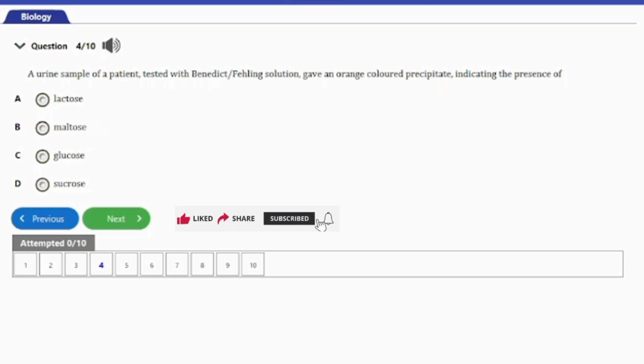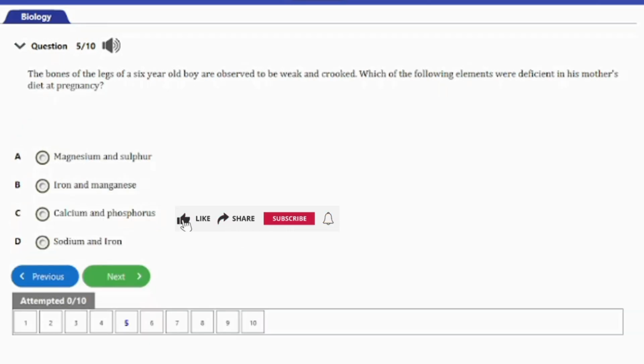So let's go ahead and consider the next question. That's question number 5 here. It says, the bones of the legs of a 6-year-old boy are observed to be weak and crooked.